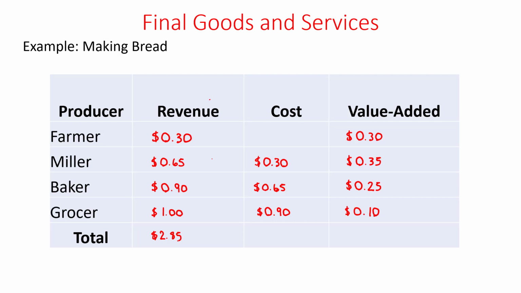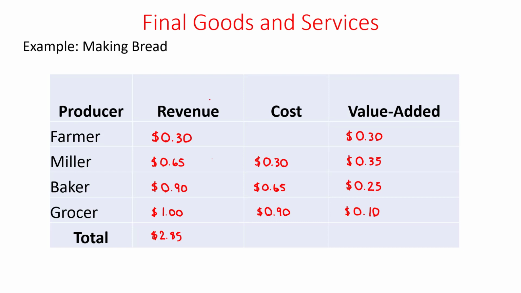All right, so 30 plus 65 cents is 95 cents, plus another 90 cents is $1.85, plus another dollar is $2.85, right? So you might be tempted to, again, add up the sales price of all these ingredients along the way, and $2.85 is what your total revenue would be. You'd be like, well, that's what should be added to GDP, right?